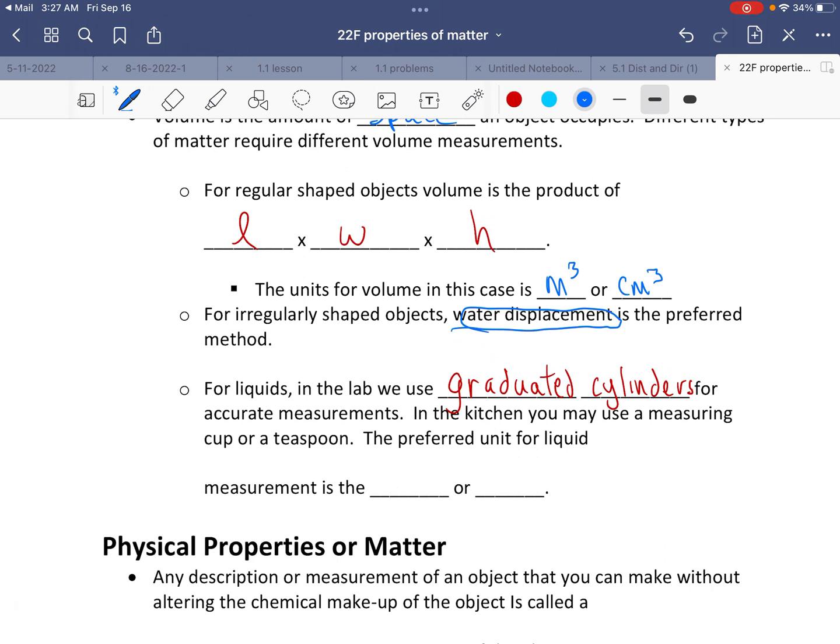For accurate measurements in the kitchen, you might use a measuring cup or a teaspoon. And we want to use liters or milliliters for our volumes.